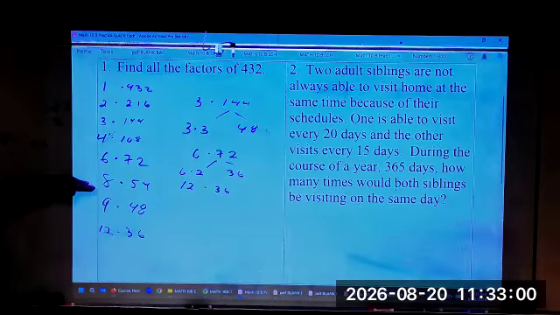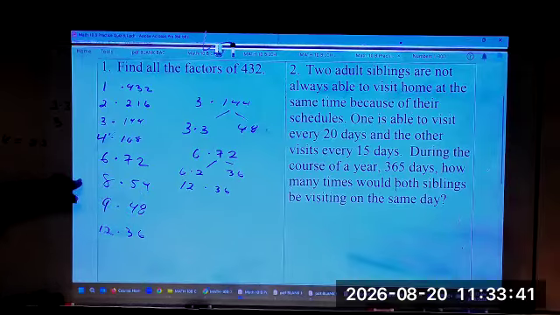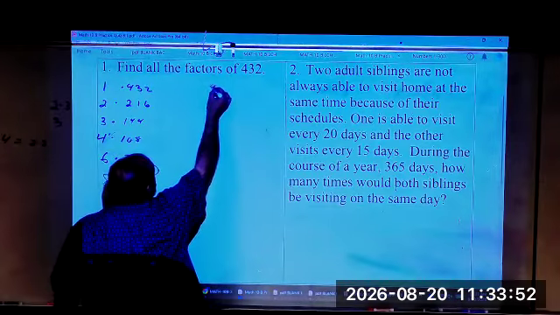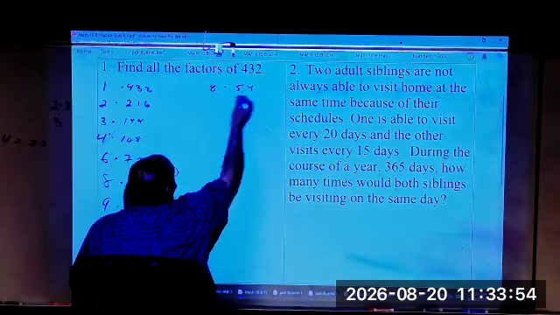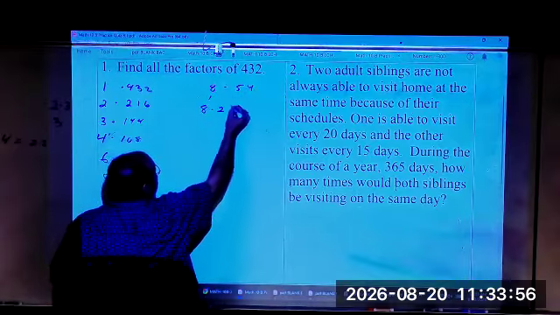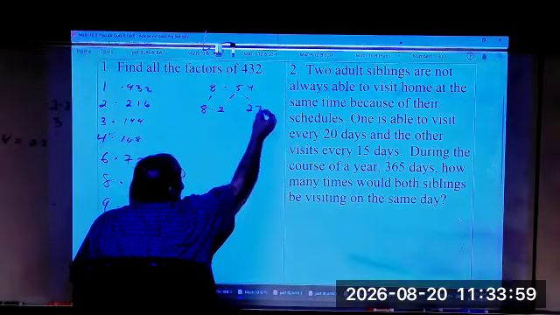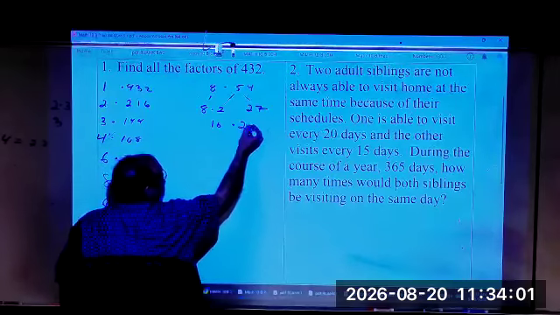16. Well, 8 is half of 16. If I can take another 2 out of 54, I can make a 16. Can I take a 2 out of 54? Yeah. So that would be 8 times 54. So 8 times 2 times 27. 16 times 27.